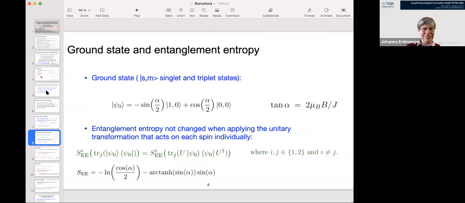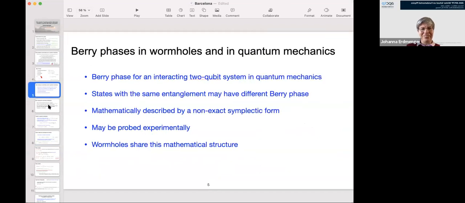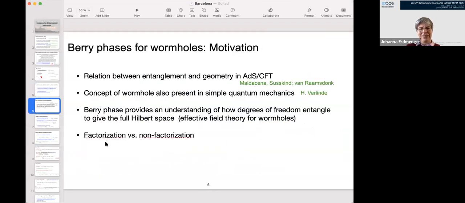So here will be the state. Okay, let's just go through these two slides and then I will talk about the state. Yeah, I will answer your question in 2 minutes.